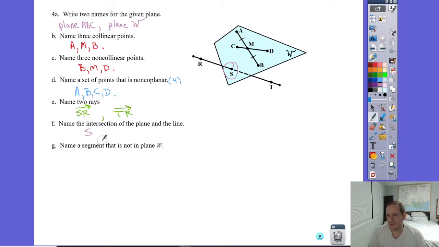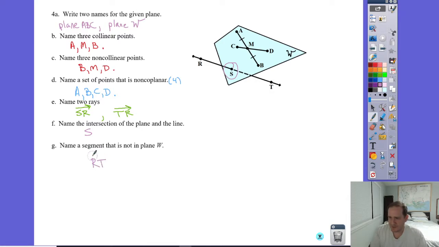Now it says name a segment that does not lie in plane W. Okay, well, I could say SR, I could say ST, I could say RT, because to lie in plane W means the whole thing has to be in plane W. So the fact that RT intersects plane W doesn't mean that it lies in plane W. So I'm going to go with RT. RT is a great segment.